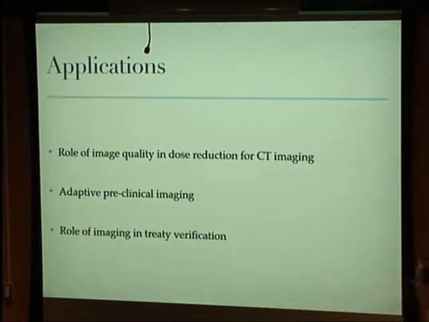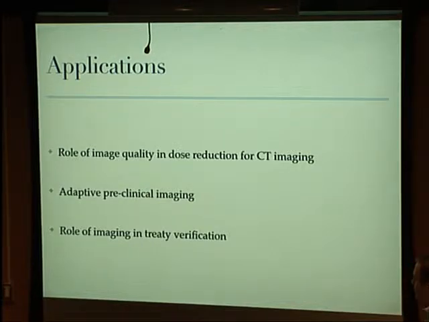Okay, so on to the applications I'm going to talk about. I'm going to talk about 3 applications in this talk. The first is the role of image quality in dose reduction for CT imaging. I'll get more into these in just a second. The second is adaptive preclinical imaging. And the last one is not medically related at all. The last one is the role of imaging in what's called treaty verification.